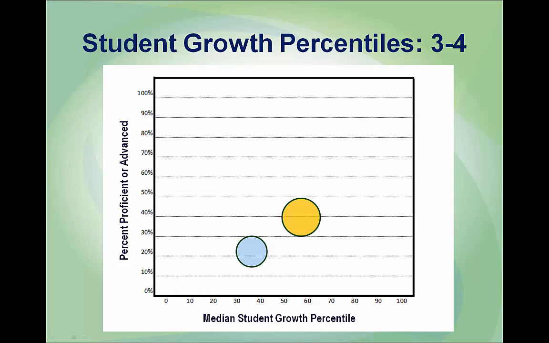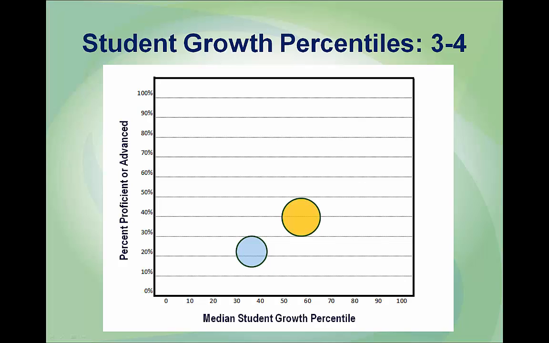In this case, I've used the orange circle to indicate the female or the girl population and the blue circle to indicate the boy population in the building. The size of the circle obviously changes depending on how many students you have. So in this case, in the third grade to fourth grade cohort, we've got more girls than boys.